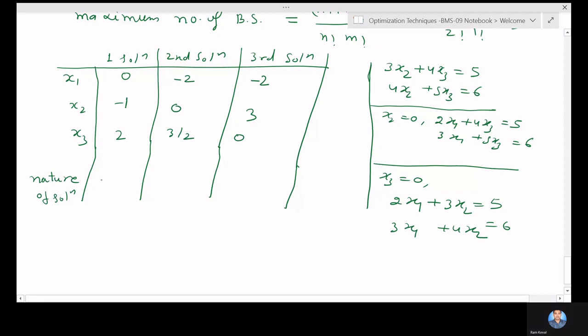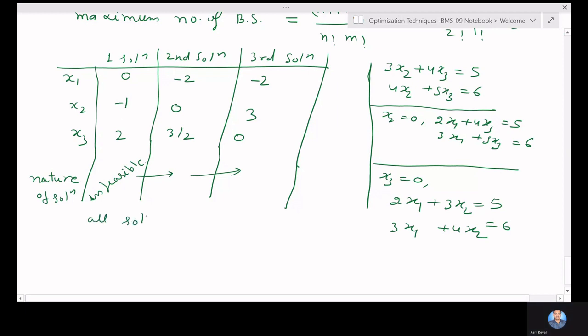So infeasible, and this is also infeasible, and this is also infeasible. And you see here, as all basic variables are non-zero, this means it has a solution. So we can say here non-degenerate, meaning all basic variables are non-zero valued. So you can say all solutions are non-degenerate.